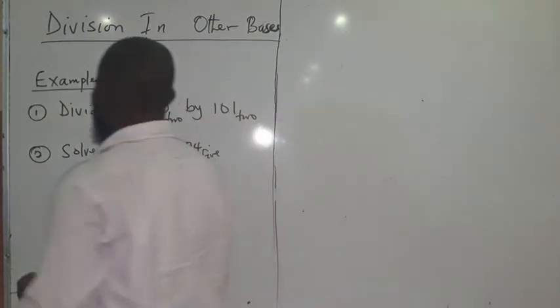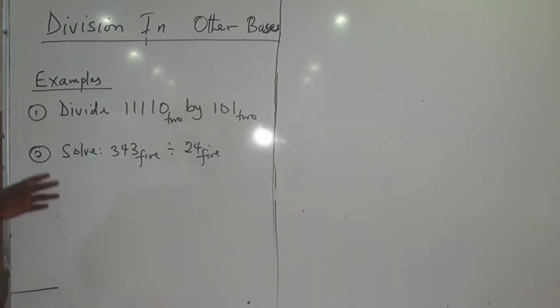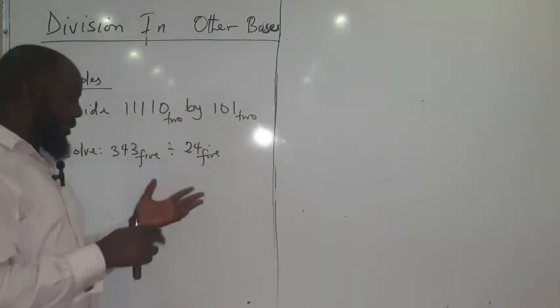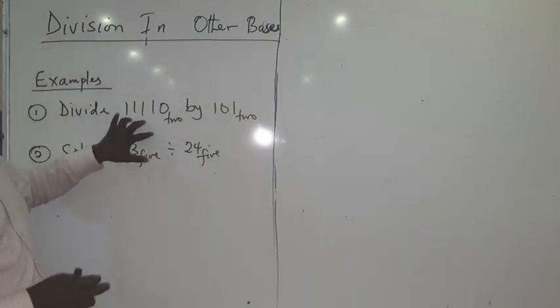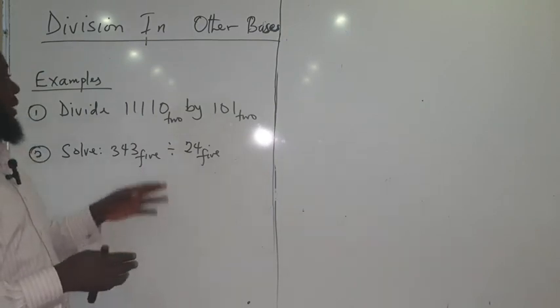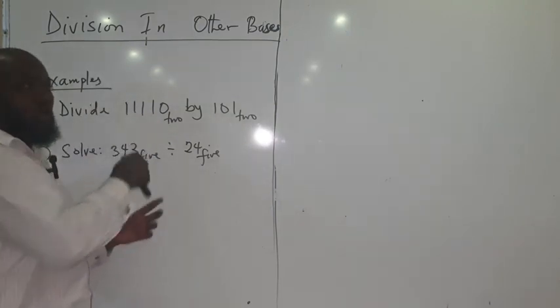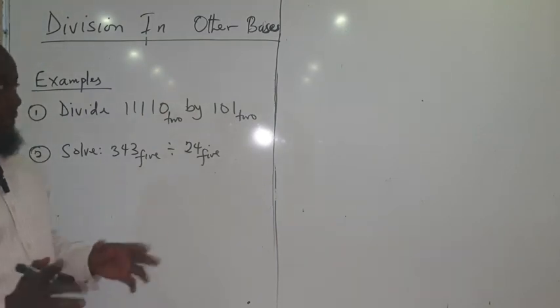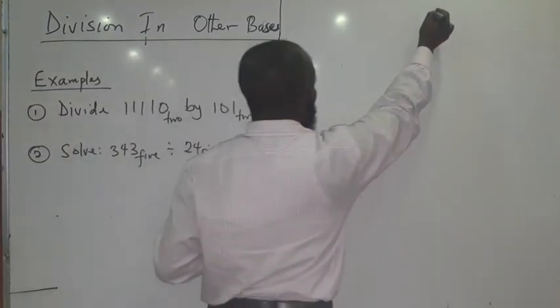So we have these examples to follow. Divide this by this. Now, there are two ways of doing this. It's either you convert this to base 10, this to base 10, divide the answers, then convert it back to base 2. Or you divide it straight. Either of the two methods will perfectly work. So let's look at the first one.